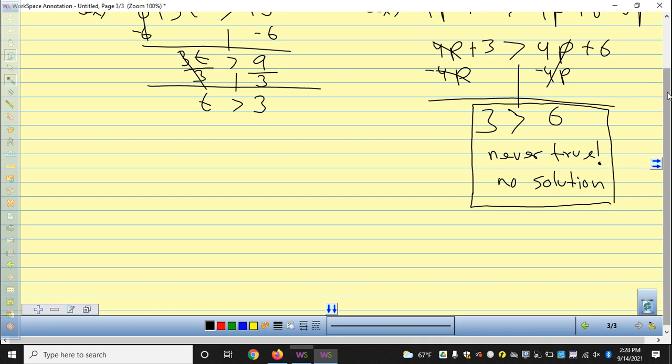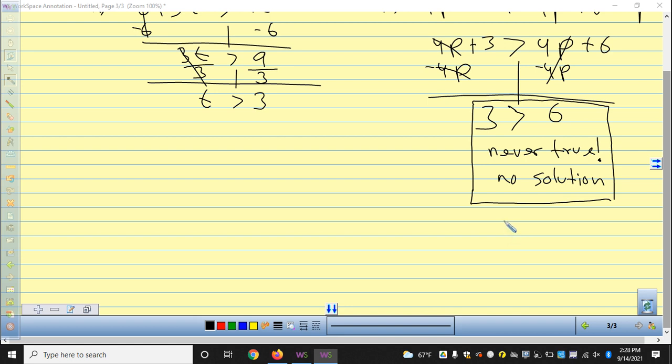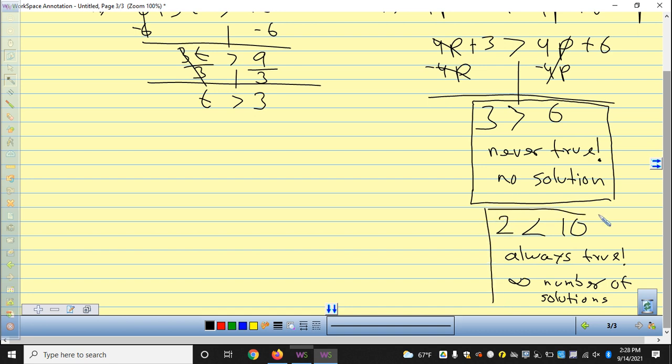Or, we're going to add one more thing. If you get something like 2 is less than 10, how often is 2 less than 10? Always. This is always true. If you get something that is always true, that means you have an infinite number of solutions.